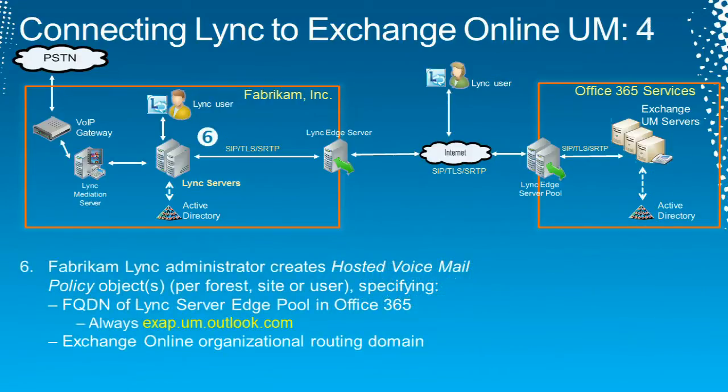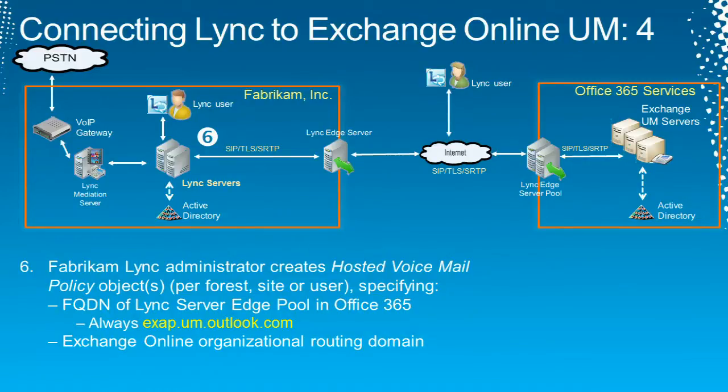Then the Fabricam Lync administrator, in their Lync setup on premises, has to create or modify the default hosted voicemail policy. And on the hosted voicemail policy, you put two things. The first thing you put is the fully qualified domain name of what is actually the Lync server edge pool in Office 365. Easy thing is, this is always exap.um.outlook.com. So no GUIDs here for Lync administrators. They just set up the hosted voicemail policy, and they make it point to exap.um.outlook.com. Again, we're using GeoDNS, so wherever you are in the world, this is all you have to do.